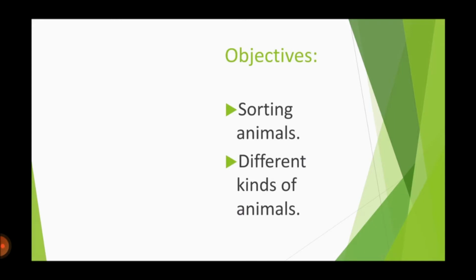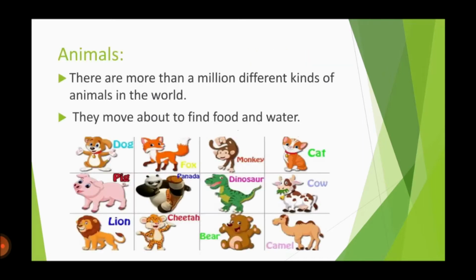As far as the objectives are concerned, I'll try my best to elaborate some of the different kinds of animals. So dear students, we have right here our first slide regarding the different kinds of animals. There are more than 1 million different kinds of animals in the world. You all have an idea: wherever human beings are living, you can observe different kinds of animals around you.